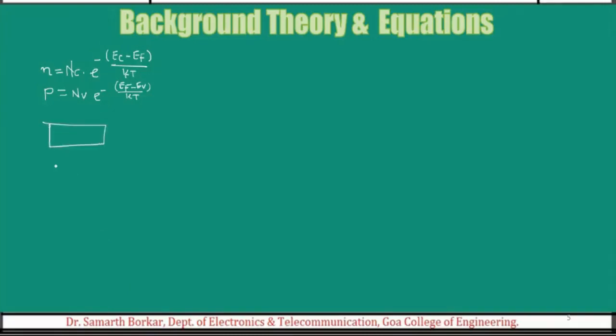In the energy band diagram, if this is the conduction band, and here is the valence band. Now this Nc points to the effective density of energy states. The higher the density, the more is the capability to accommodate the electrons. The bottom end of the conduction band is referred to as Ec, and the top end of the valence band as Ev.